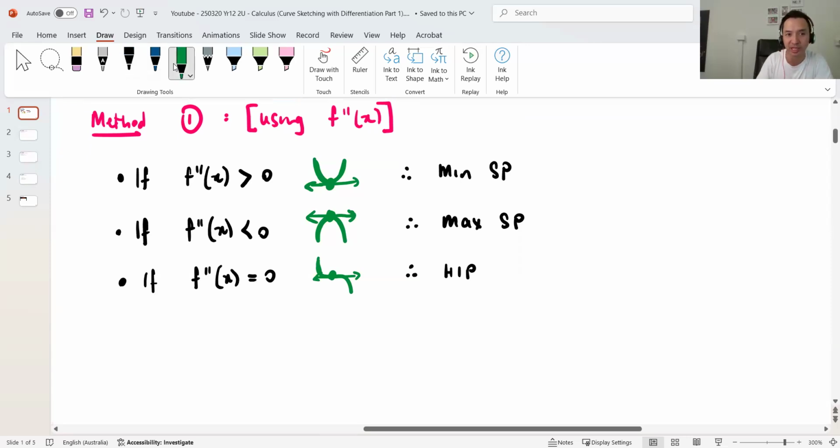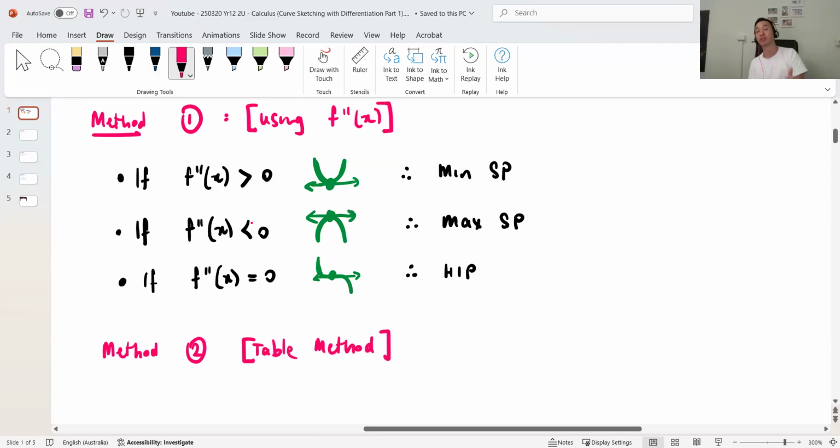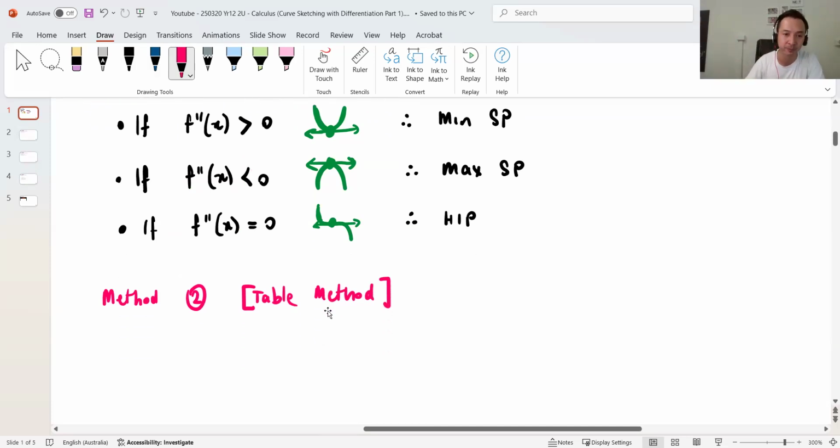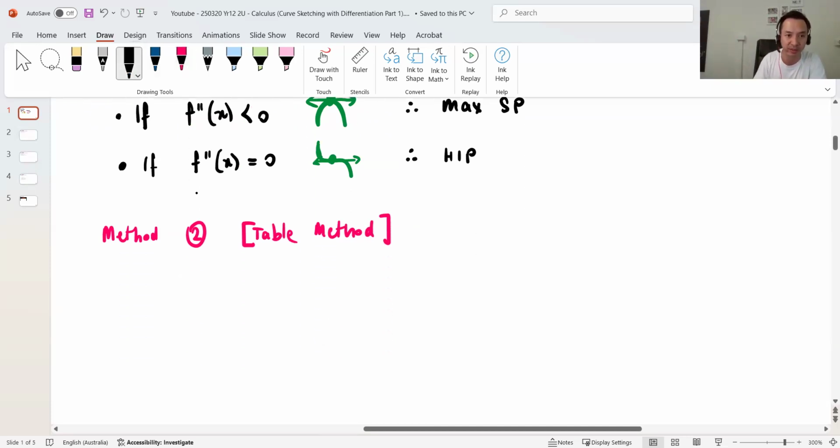Now, this is using the second derivative. Sometimes it's not pleasant or it just takes a while to find the second derivative. So we have the table method, method 2. The table method is very common, and it's actually the method we use to verify inflection points as well. What you do with the table method is you whip up a table.